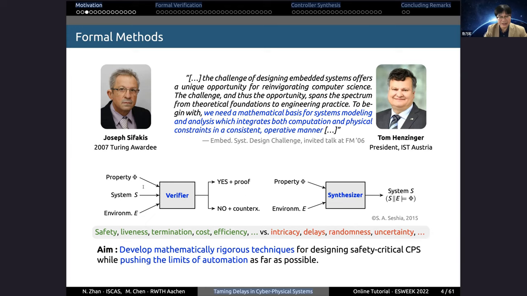Definitely, there is the question of how to specify the property. The property could be safety, liveness, termination, cost, efficiency, and so on. Definitely, the system itself is very complicated. It could be intricate, containing delays, randomness, and uncertainty, which makes the verification and synthesis problems very difficult. So the aim here is to develop mathematically rigorous techniques for designing safety critical cyber physical systems.